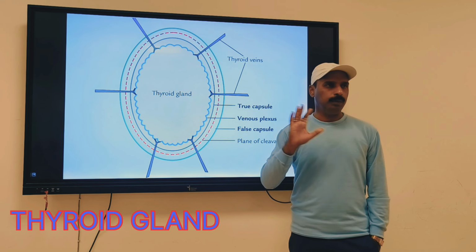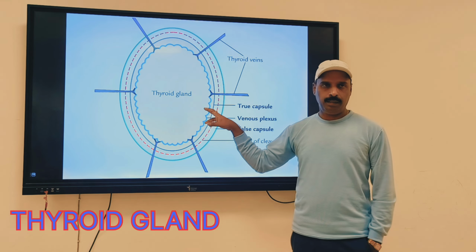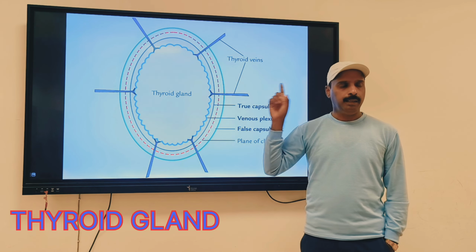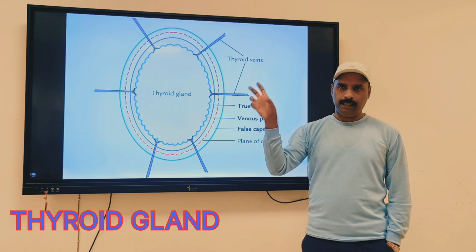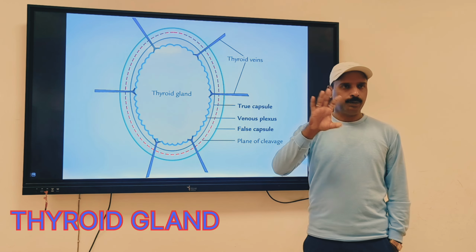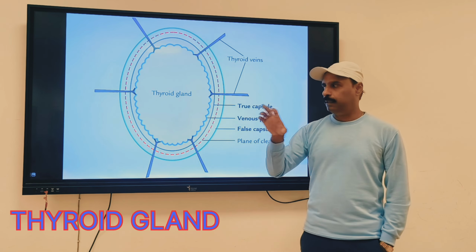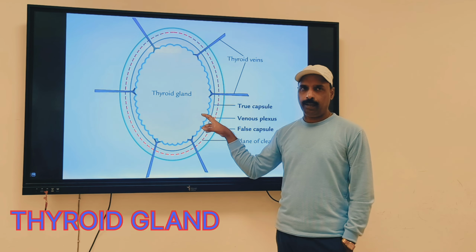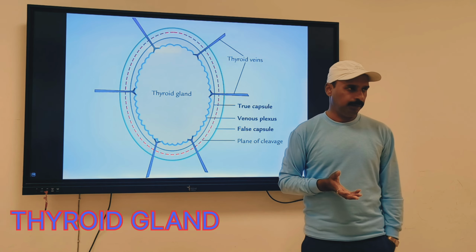So this is all you have to remember about the structure of the thyroid in comparison with the prostate. They are the same kind of gland, with a true capsule and a false capsule. The venous plexus is located below the true capsule in the thyroid, and in between the true and false capsule in the prostate.